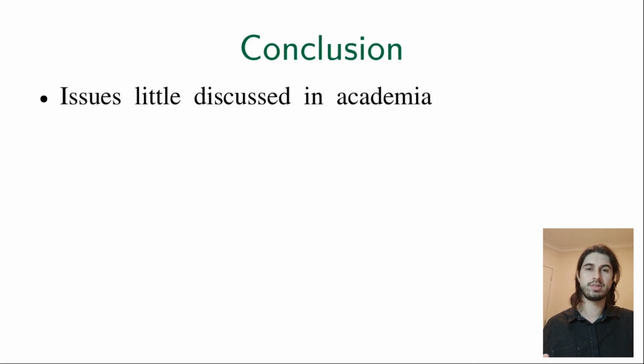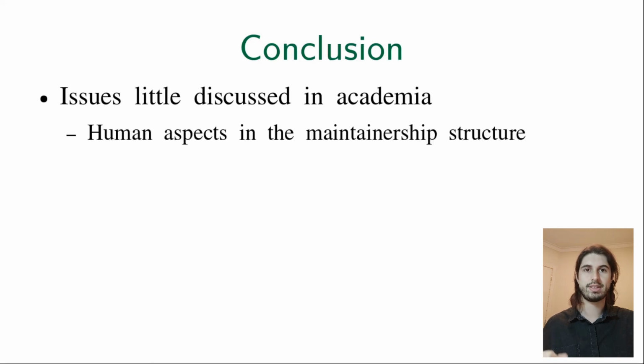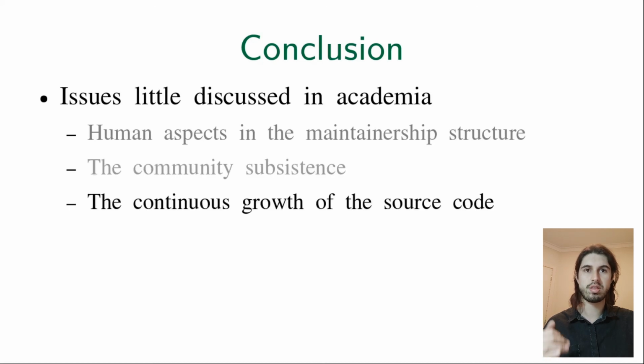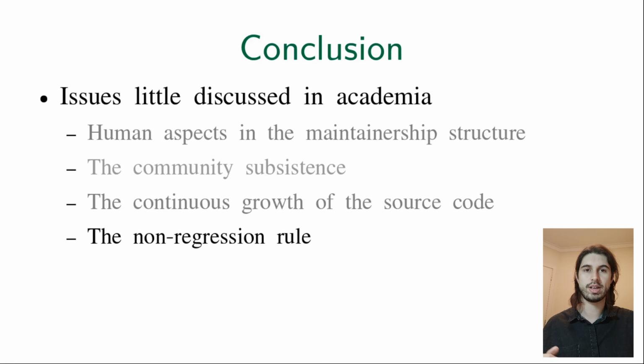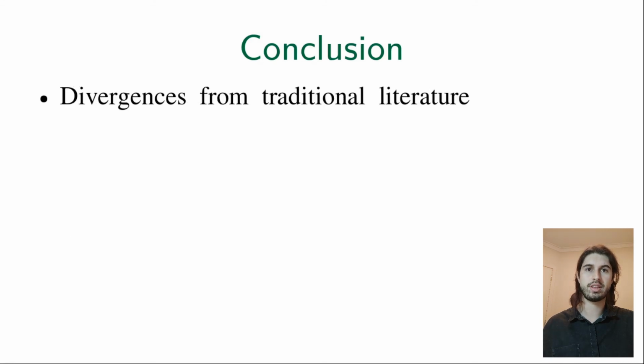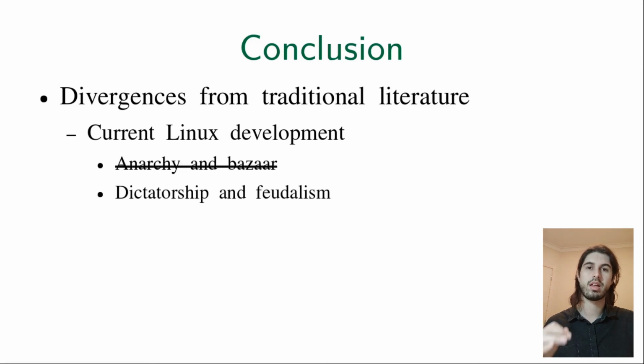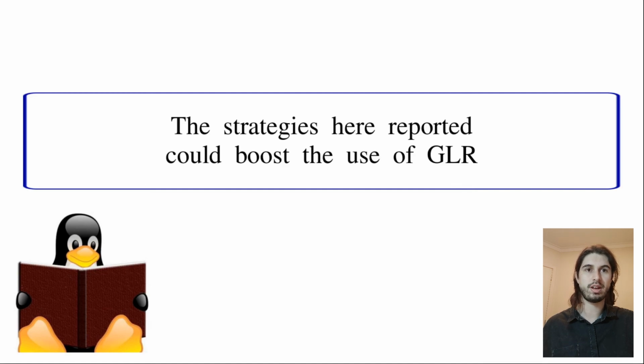Following these guidelines, we observed issues that are not so discussed in academic literature: human aspects in the maintainership structure, the community subsistence, the continuous growth of the source code, and the non-regression rule. We also observed divergences from traditional literature. For example, the current development of Linux has little of anarchy and bazaar, and much more of dictatorship or even feudalism. So we hope that the strategies reported in our paper could boost the use of GLR to address open source matters and future investigations.